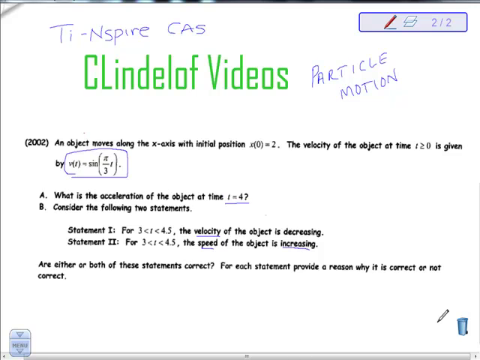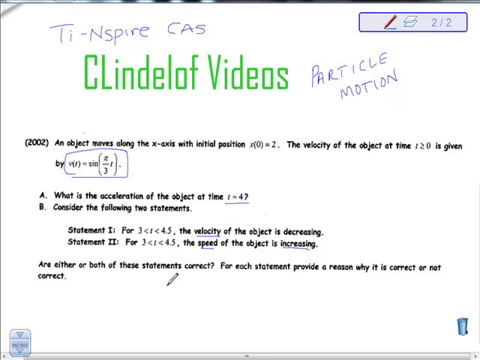Okay, these are videos using your TI-Nspire CAS for particle motion problems. This is a problem that comes directly off the 2002 AP Calculus AB exam, free response calculator section. It says an object moves along the x-axis, its initial position is 2, and the velocity function is given by v of t equals sine of pi thirds times t.